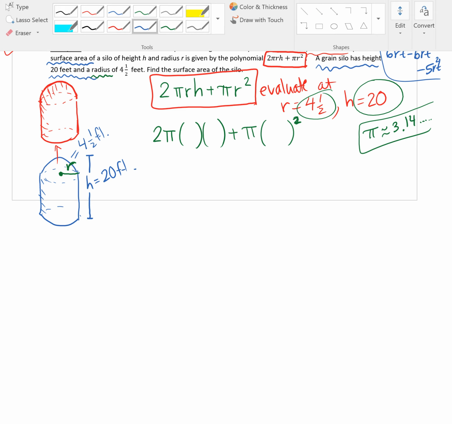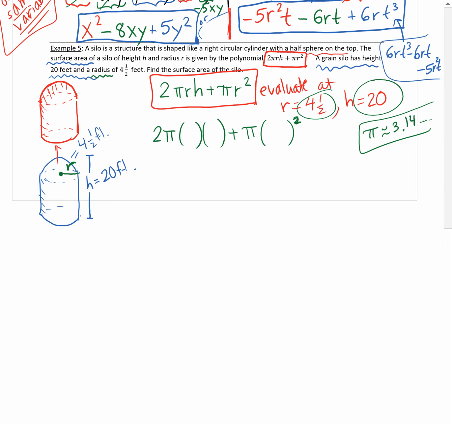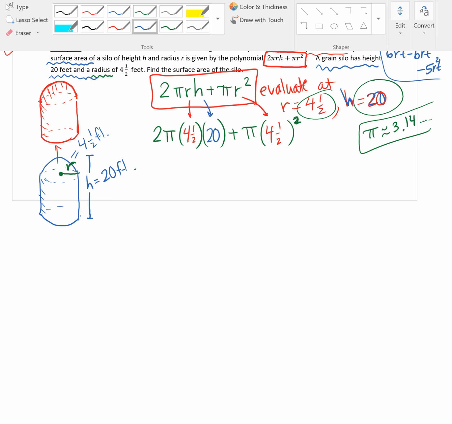So r was 4.5. There was an r here, 4.5, and there was an r here. And then h, they said the height was 20. There's only one h in this formula, and I'm going to replace it with 20. And we'll try to simplify this as much as we can.